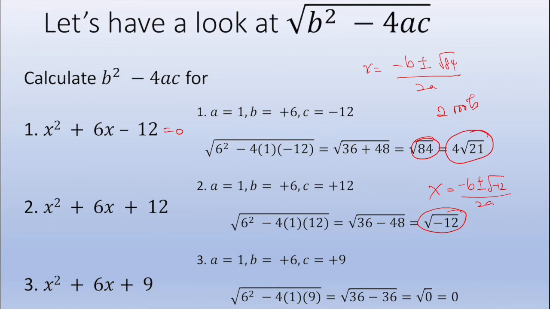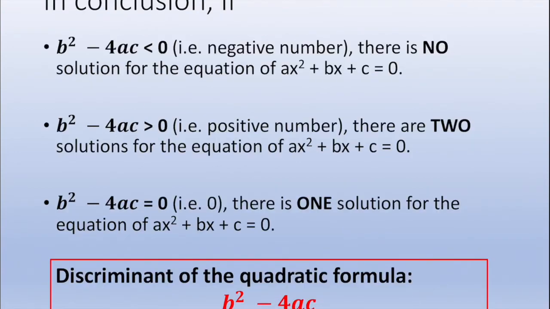Whereas in this case, for expression number 3, x equals minus b plus or minus square root of 0 over 2a, which means x is minus b over 2a. That's only one value, only one root. And you can see that x squared plus 6x plus 9, if you factorize it, is x plus 3 squared. Right. Let's try to apply the formula.